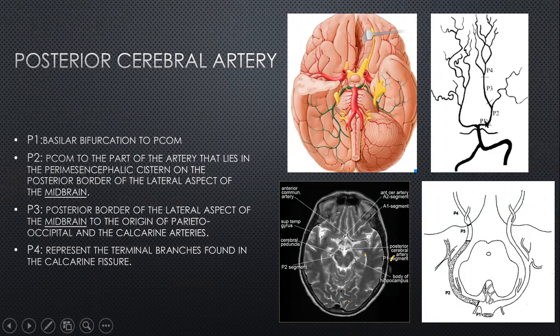So this is the PCA with the various segments. The P1, which is the part of the PCA between the basilar artery and the PCOM. So just this small portion over here. Subsequent to that, the PCA is going to swing around the brainstem, and as it's swinging around, we call it the P2 segment, almost up to the posterolateral margin of the midbrain. Beyond that, we call it the P3 segment, up to the origin of the parieto-occipital branches. So these are the P3 segments. And after that, you get the cortical branches, which are the P4 segments.